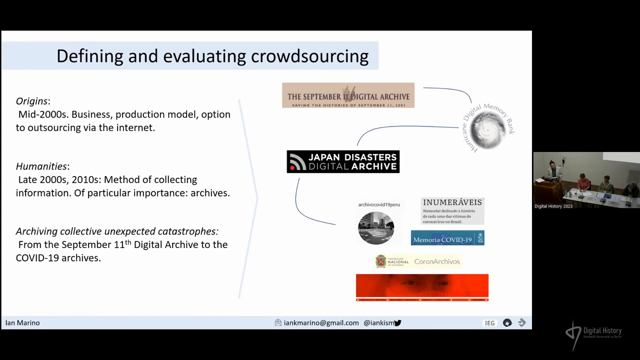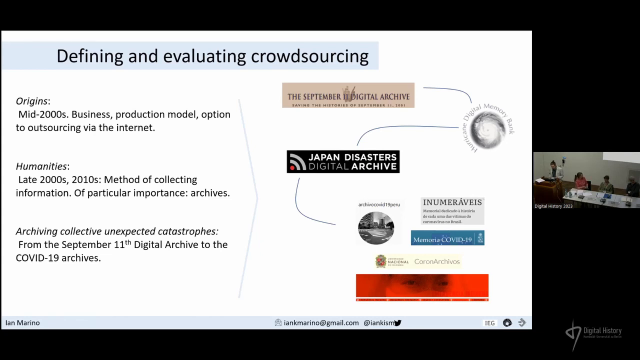Around the early 2010s, lots of projects such as the Transcribe Bentham from UCL, Search the Collections from the Victoria and Albert Museum, or Remember Me from the United States Holocaust Museum, among many others, began implementing crowdsourcing techniques to collect records from people online.